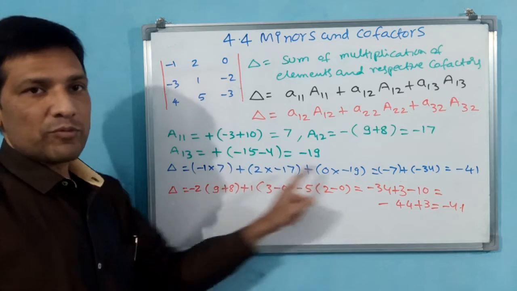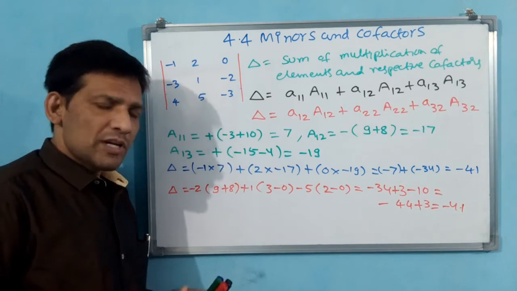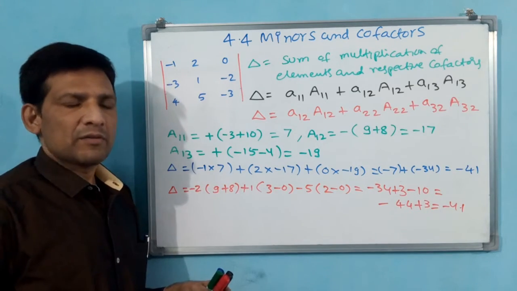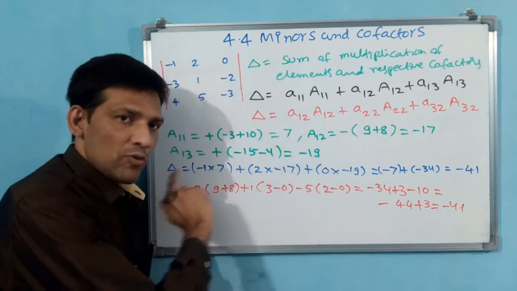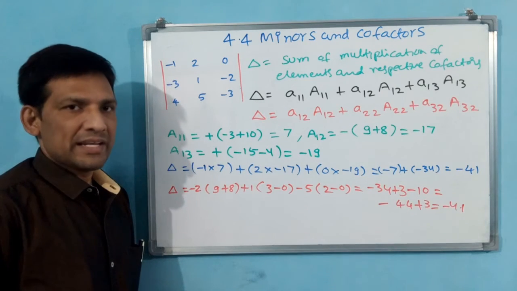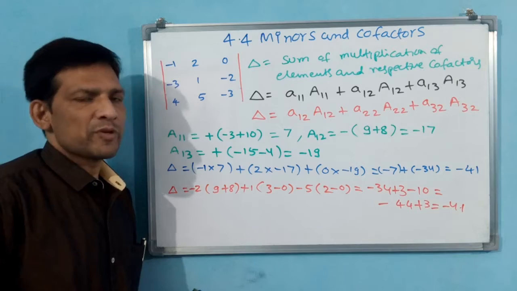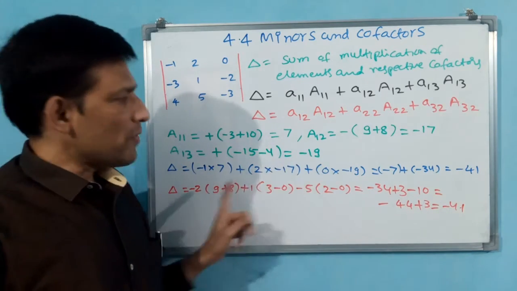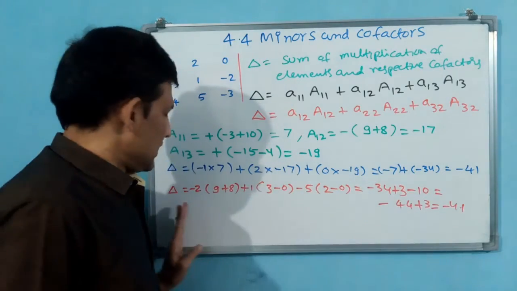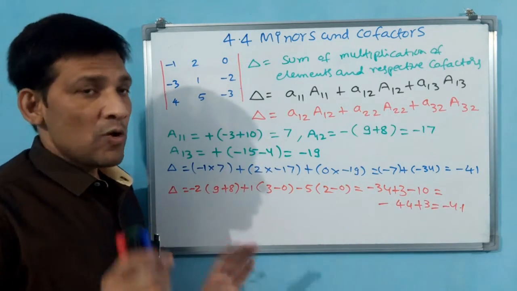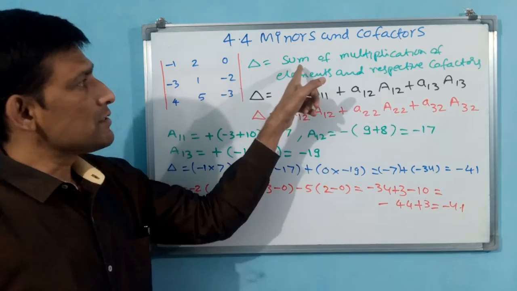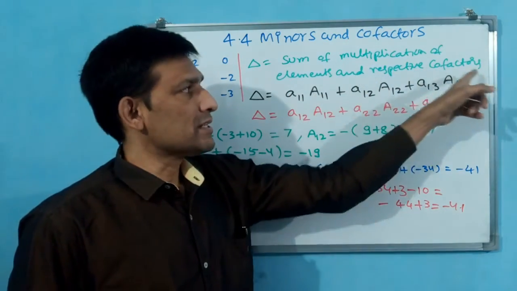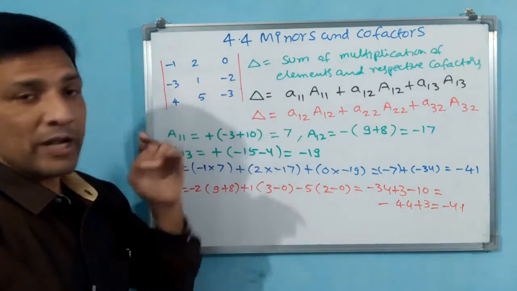This is the cofactor procedure. See, cofactor procedure means without minor, cofactor will not come. First you have to find the minor, then you have to change the sign of the minor. That is going to be called the cofactor. That means we can say that the procedure is a minor-cofactor process. The minor-cofactor process we have found, and the normal process also we have found. Now we understand that this statement, sum of multiplication of elements and respective cofactors, is going to give the determinant.